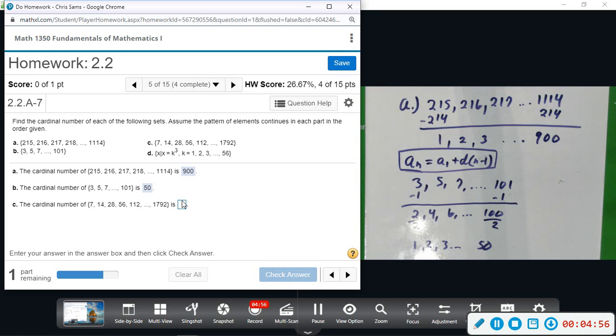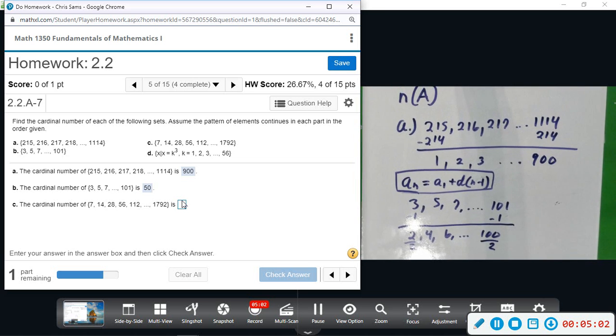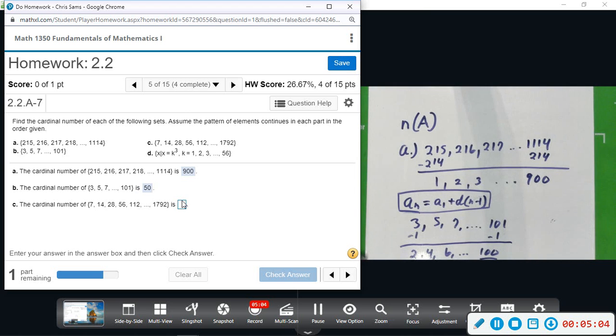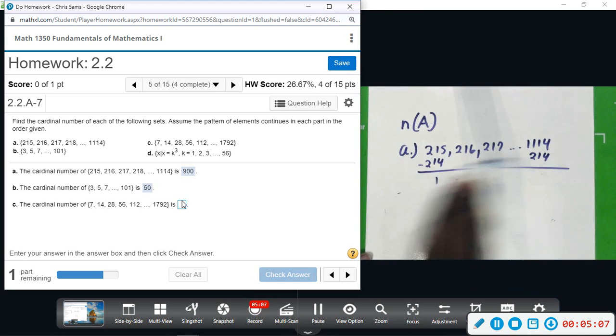Now the third one. This one is increasing pretty fast. It doesn't look like there's a pattern, but there is.